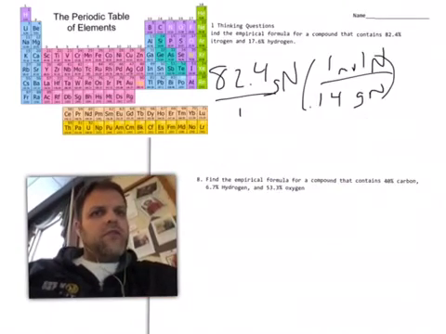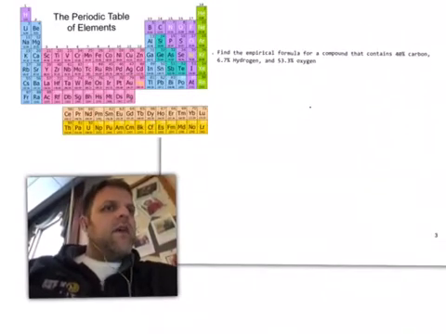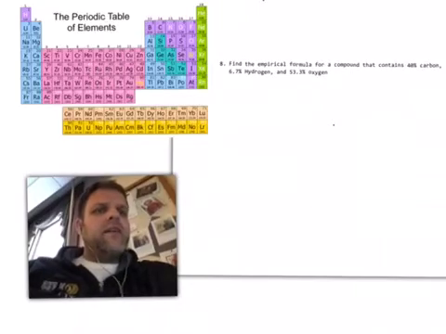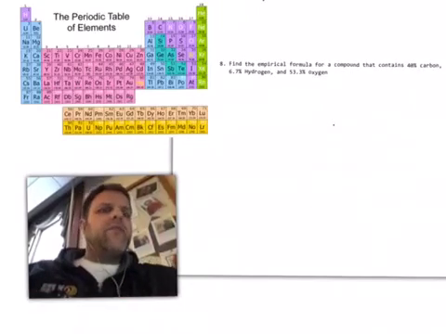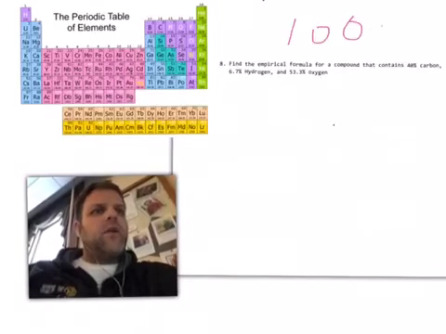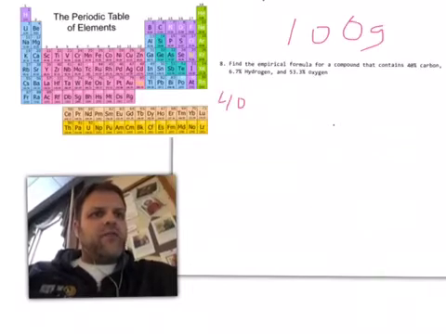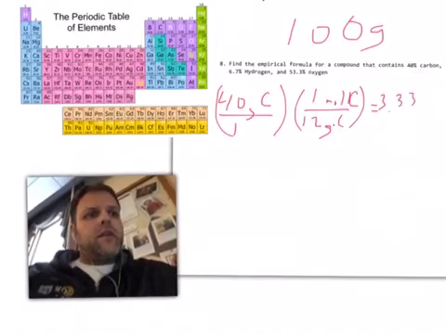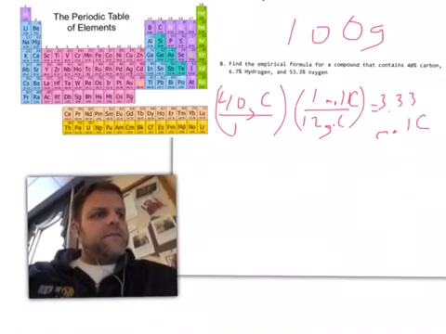Go ahead and just take a look at number 8 then. It says, find the empirical formula for a compound that contains 40% carbon, 6.7% hydrogen, and 53.3% oxygen. So again, if I assume a 100-gram sample, then I can say 40 out of 100 are carbon. So I can do that as 40 grams of C, and I'm going to convert that out to moles of C. So grams of C go to the bottom. There are 12 for every one. And 40 divided by 12 is 3.33 moles of C.